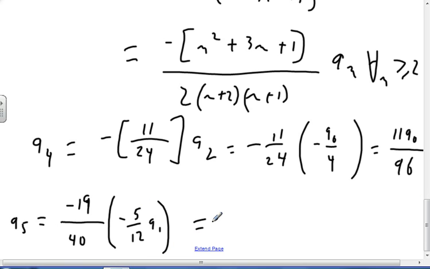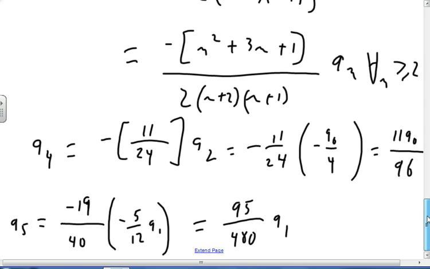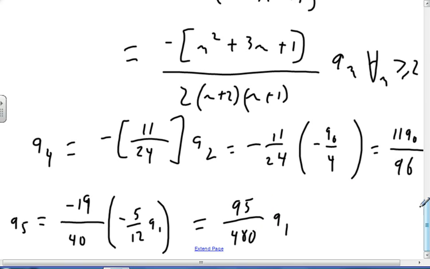Well, isn't that convenient? 5 times 19, 95, 40 times 12, 480, A1, and it's going to be positive. Well, I guess it's time to check our work.